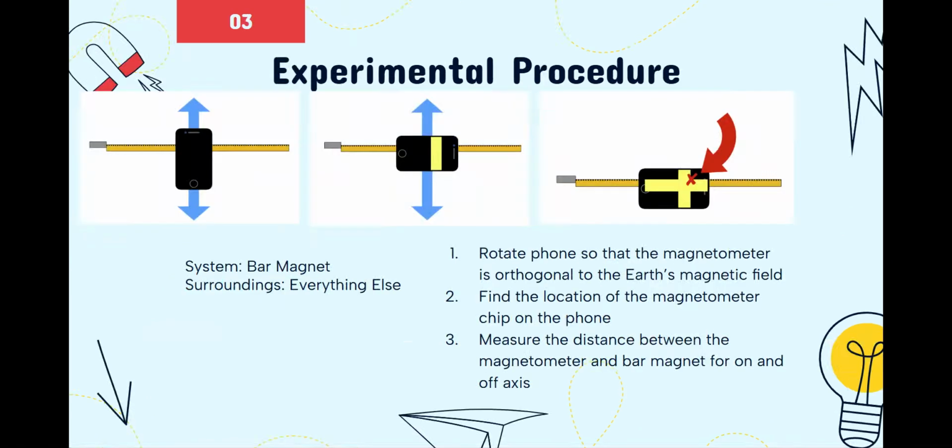Okay, so for the experiment, I used my phone's magnetometer as a field sensor. The key steps were first rotating the phone so the magnetometer was orthogonal to the Earth's magnetic field to minimize interference. Second, locating exactly where the magnetometer chip sits on the phone. And third, carefully measuring the distance between the magnetometer and the bar magnet for both the on and off axis configurations. The system was a bar magnet and the surroundings were everything else.